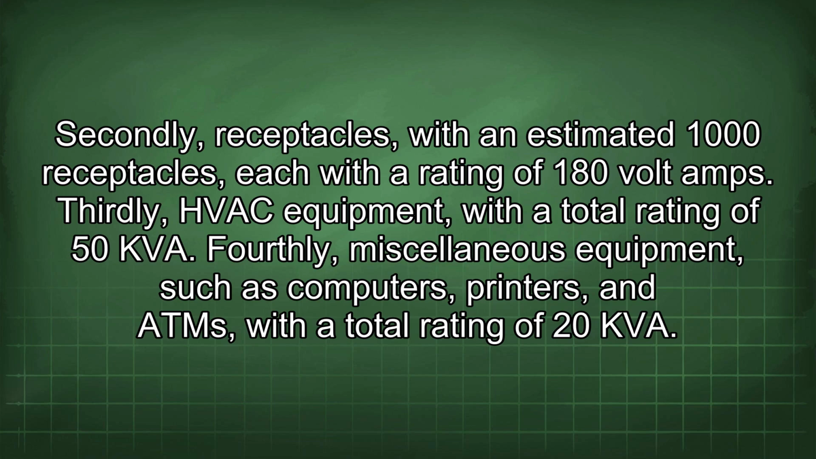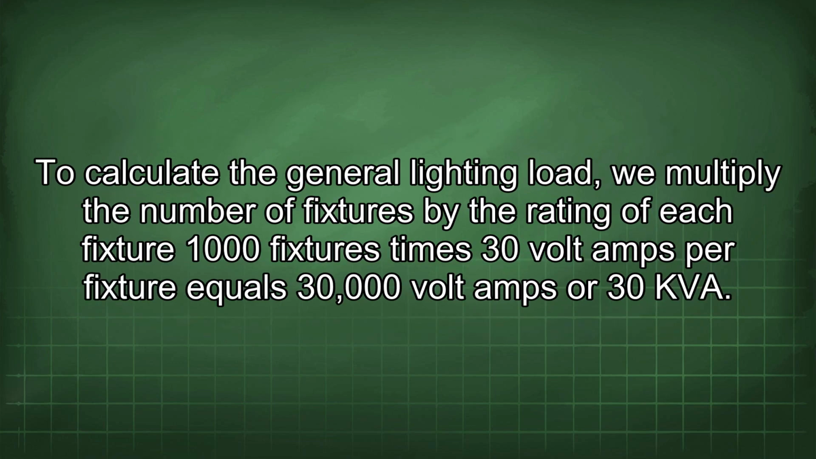Thirdly, HVAC equipment, with a total rating of 50 kVA. Fourthly, miscellaneous equipment, such as computers, printers, and AGM, with a total rating of 20 kVA. To calculate the general lighting load, we multiply the number of fixtures by the rating of each fixture. 1,000 fixtures times 30 volt-amps per fixture equals 30,000 volt-amps, or 30 kVA.